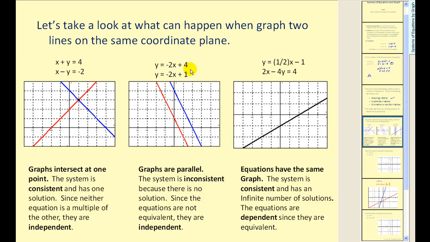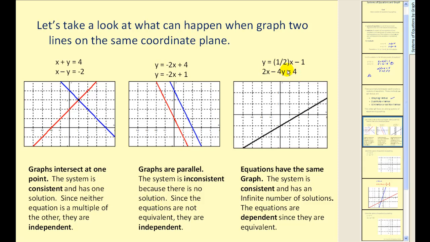Another possibility is we could have two lines that are parallel to each other. And in this case, the lines don't share any points, therefore there is no solution, and the system is called inconsistent and independent. But the main idea here is there's no solution.